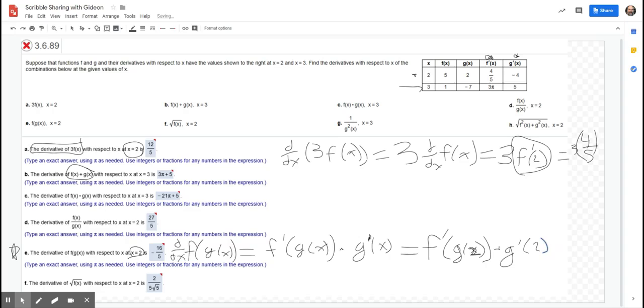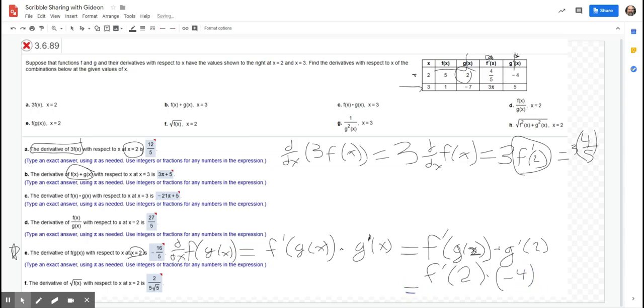Now you can look things up on the table, right? That's f prime evaluated at g of 2. What is g of 2? Well, here's the g column, here's the 2 row, so the answer is 2, right? Times g prime of 2. Well, g prime of 2 is the g prime column, the 2 row, that's negative 4, times negative 4. And of course, we need one more step.